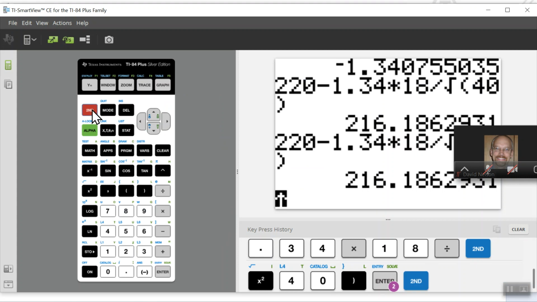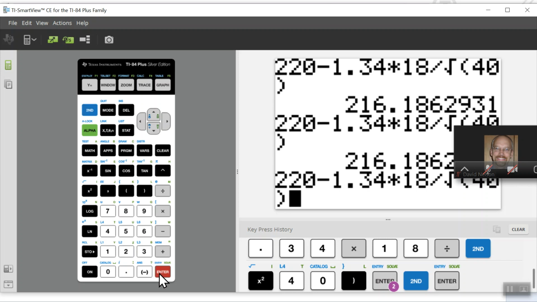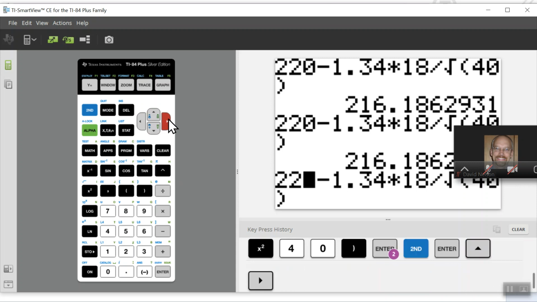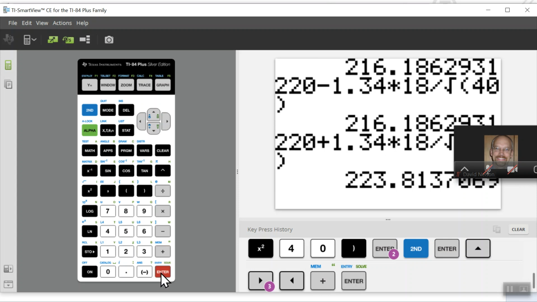And here's a nice trick. If you type in something complicated in the calculator, you can do your second and then your enter button, and it will pull it back up so you can edit. All I need to do is move up here and change this minus sign to a plus, because I want to look at 1.34 standard deviations above the mean, and that would give us 223.81.